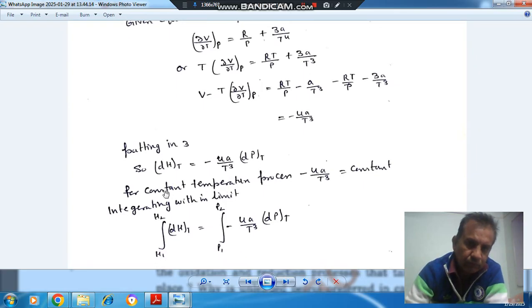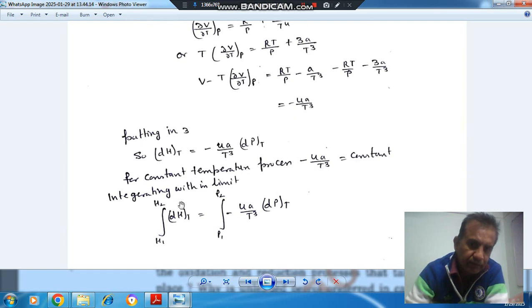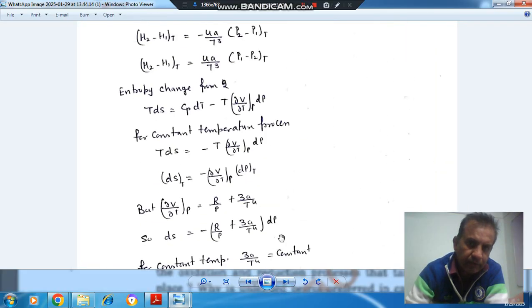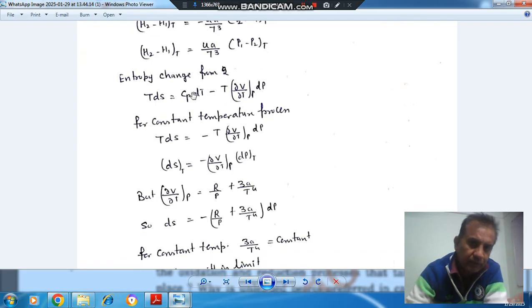Now for a constant temperature process, minus 4A by T cube is constant, because T is constant and 4A is also constant. So we can take this term out and integrate within limits. Here it will be H2 minus H1 at constant T, and here it will be minus 4A by T cube (P2 minus P1), or we can write it as H2 minus H1 at constant T equals 4A by T cube (P1 minus P2). So that we needed to prove, and now we have to find out the expression for entropy also.